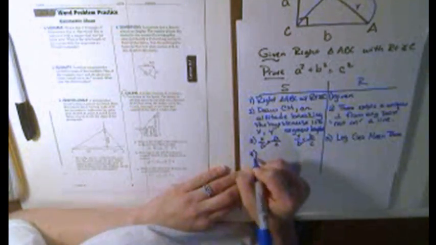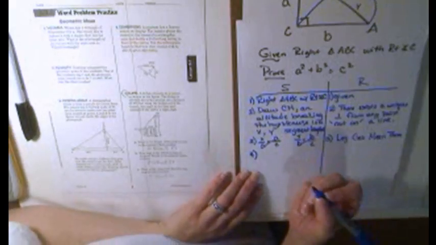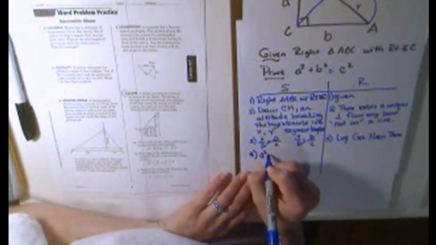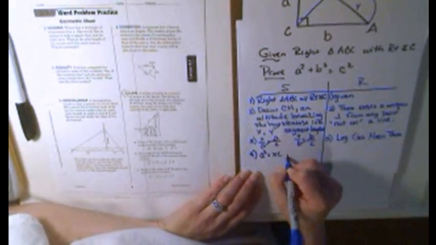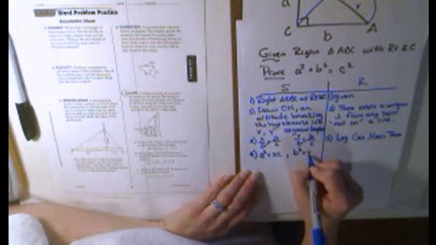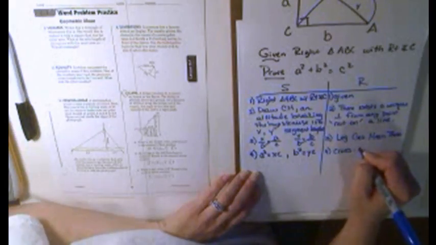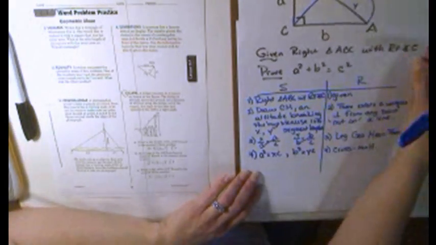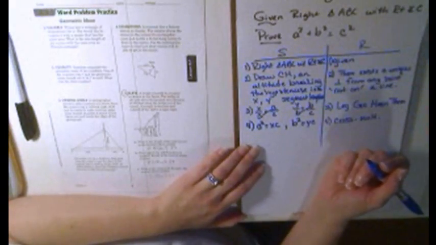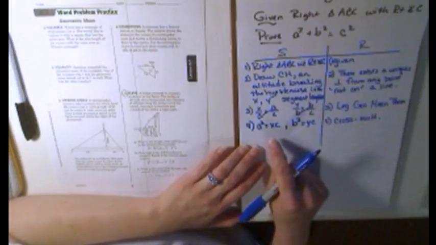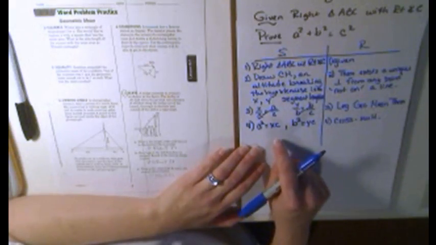That's okay. Step 4. I'm going to cross multiply those. Don't even need the picture anymore. A squared equals XC. B squared equals YC. Cross multiplying. Property of proportions. Okay. Now, since I have two equations, I can add them together like a linear system. If you add equals, you get equals. That's addition, property of equality.